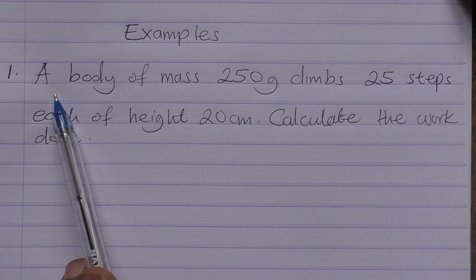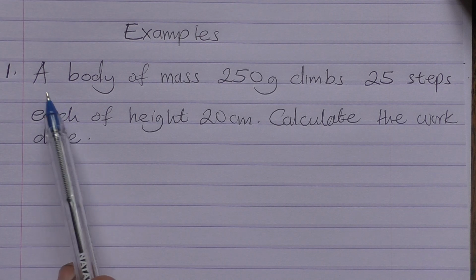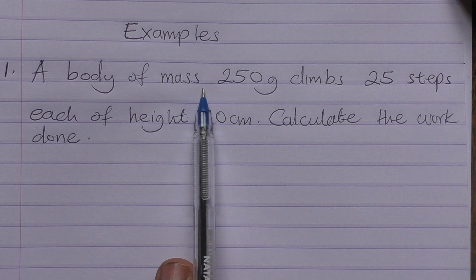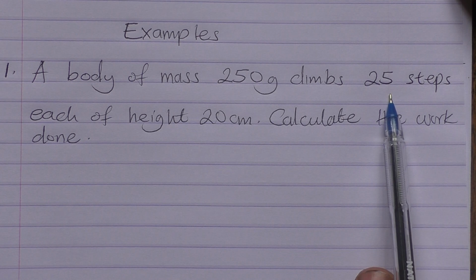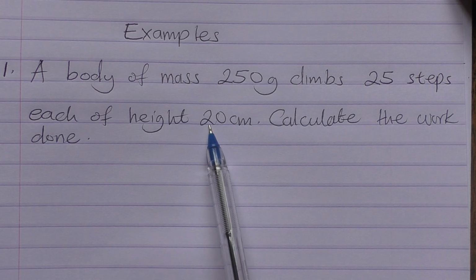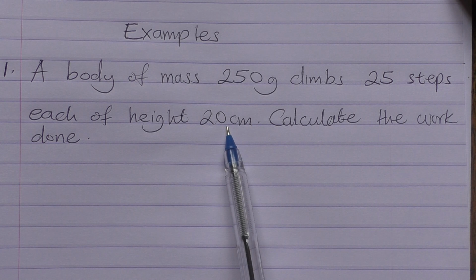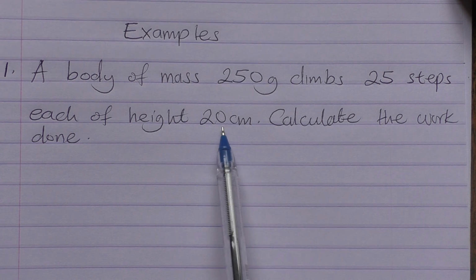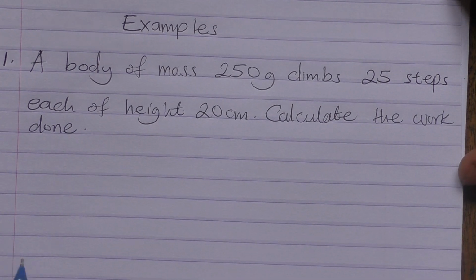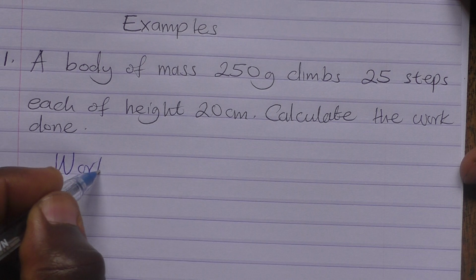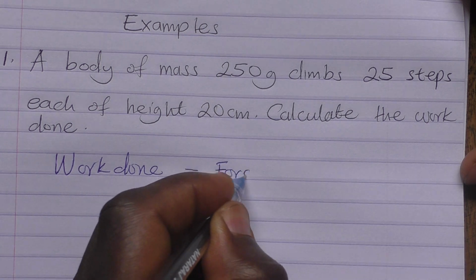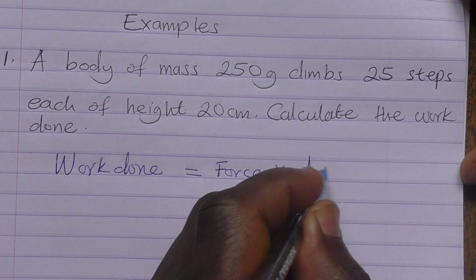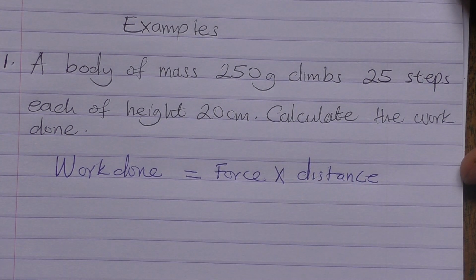In examples, our first example is telling us that a body of mass 250 grams climbs 25 steps, each of height 20 centimeters, and they want us to calculate the work done. Yes, we've seen that work done is given by force times the distance, and this distance should be distance moved in the direction of force.